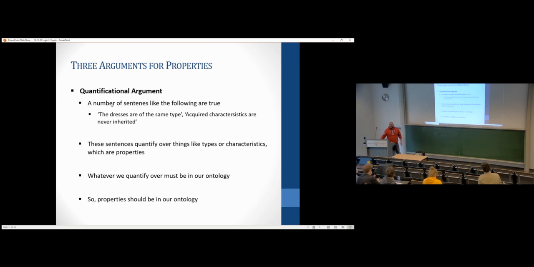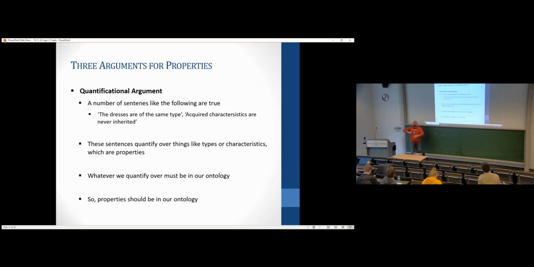So the thought is, a number of these sentences are true. They involve quantifying over these various entities. Third premise, good old Quinean story about commitment: what you quantify over is what you're committed to. So properties should be in our ontology. We are committed to properties. The truth of these sentences, once we regiment them, forces us to quantify over properties. So they've got to be in there too. So those are our big three arguments.